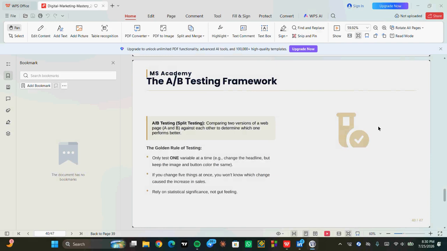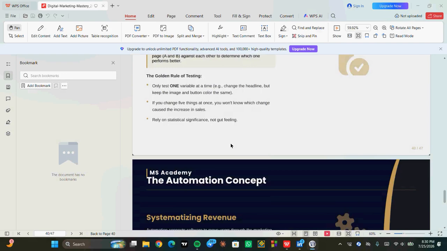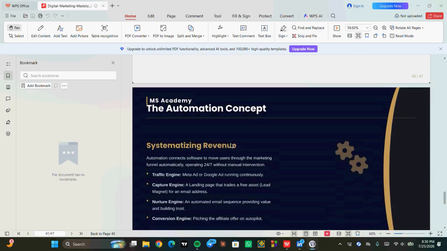So that is what the testing framework is. Testing your products one at a time and comparing two web versions of a page to see which one performs better.